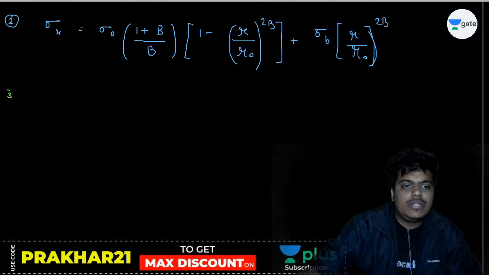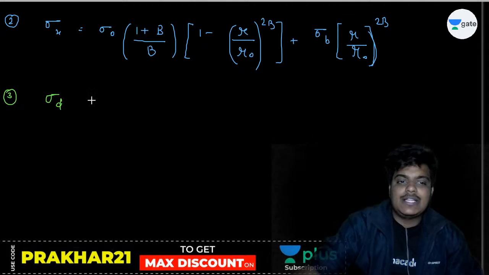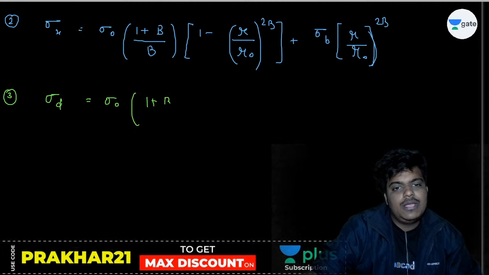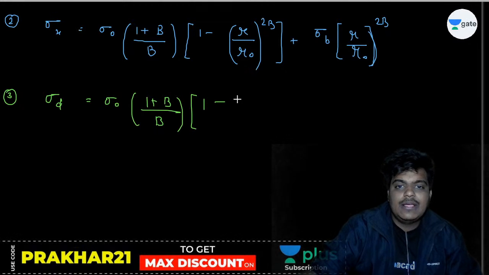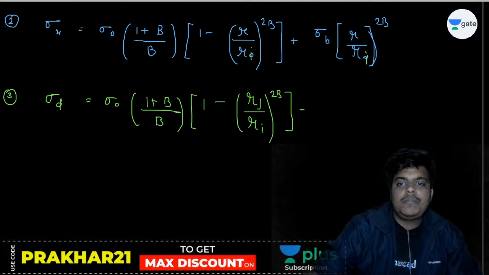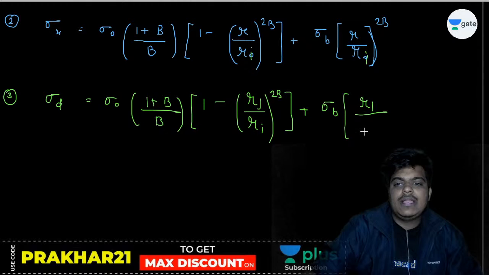Now if you need to find out the total stress at the end, what you are applying to draw the wire, that is sigma drawing. This is sigma naught (1 plus b) divided by b. Now what is the radius at the end? The radius at the end is the final radius by initial radius, (r final by r initial) to the power 2b, plus sigma b (r final by r initial) to the power 2b.